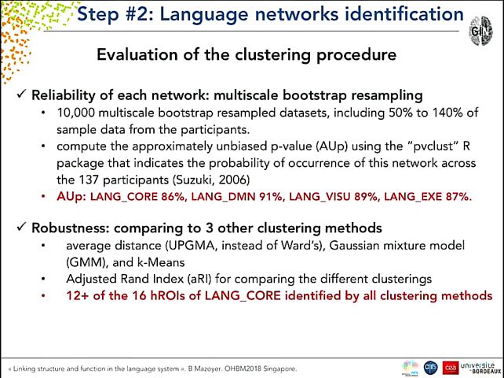So we evaluate this procedure in 2 different ways. The first thing we did is using multi-scale bootstrap resampling. So we simulate the data set and we show that each network is highly reliable. If you simulate this data set, you will find these networks again and again. The other thing is how much it depends on the clustering methods. We've been doing 4 different clustering methods, and most of the time we just find again the same clusters of regions, especially the core, which we name the core network for language. So I think it's pretty robust in terms of findings.